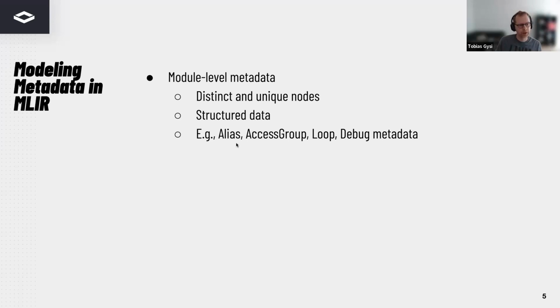Yeah, we have different kinds that we model currently. So we have alias metadata, access group metadata, loop metadata, and debug metadata in MLIR. There are also other kinds of metadata that we don't have yet, such as range metadata, for example.